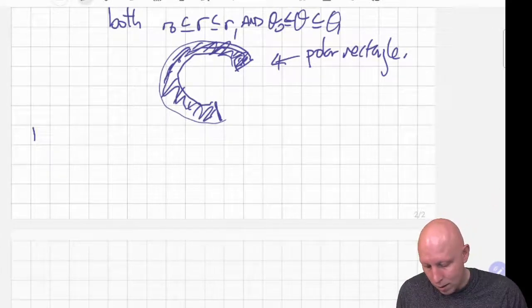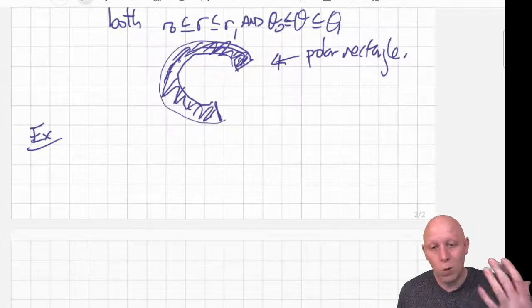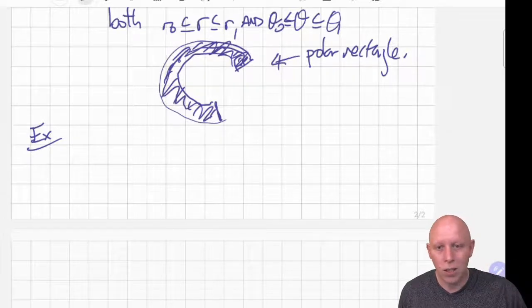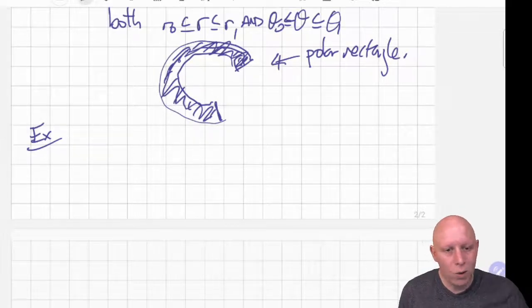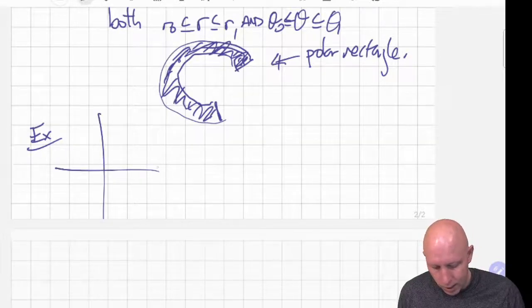So let's just do two examples where I'm going to give you a polar rectangle, and your goal is to write it down in terms of the coordinates. What's the lower bound on r, the upper bound on r? What's the lower bound on theta? What's the upper bound on theta? All right, so first example is this region.